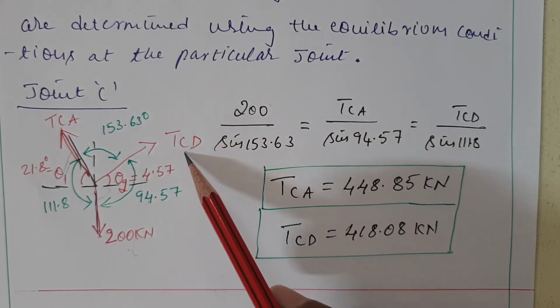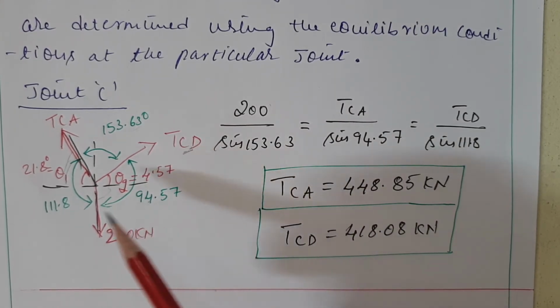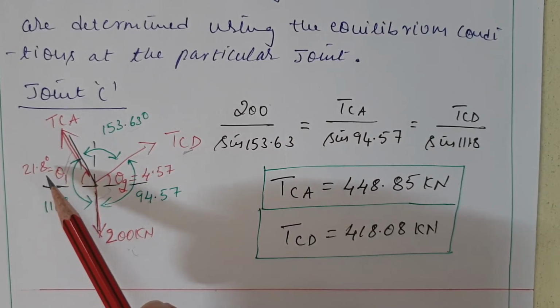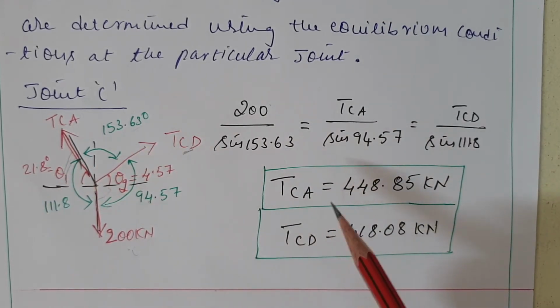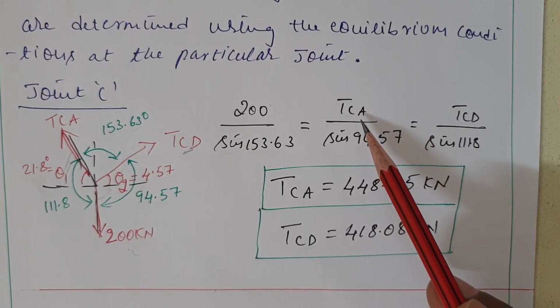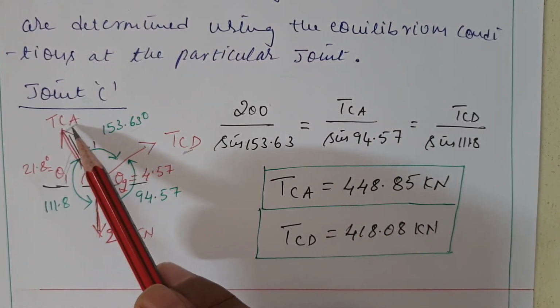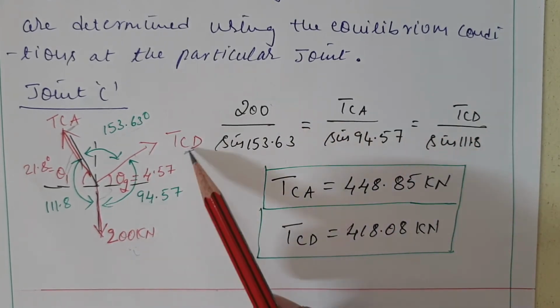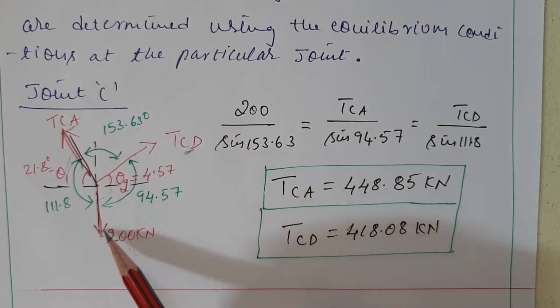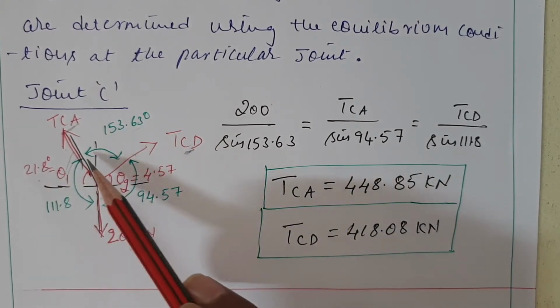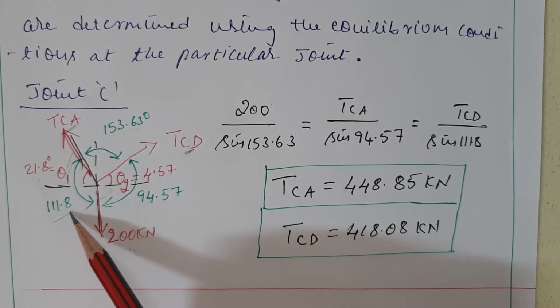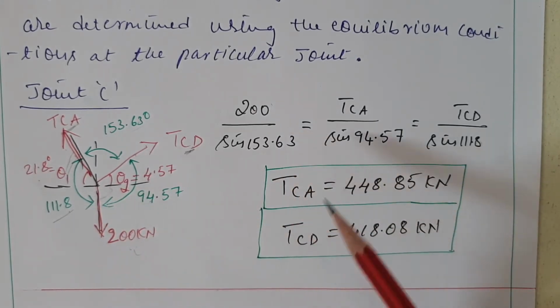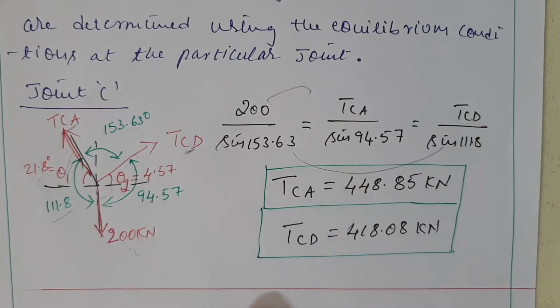This is TCD, tension in CD. Then the angle between the other two forces will be 21.8, that is TCA. Sorry, TCA is this one. TCA: the angle between the other two forces will be 94.57. TCD, this is the TCD: the angle between the other two forces is 111.8, that is what I considered. Then I am equating these to get TCA and TCD. Okay, and this magnitude is as follows.